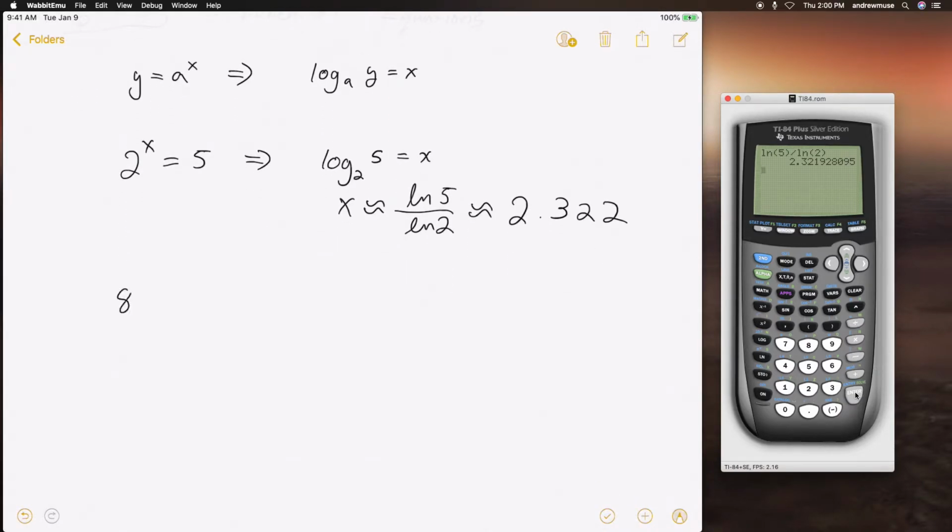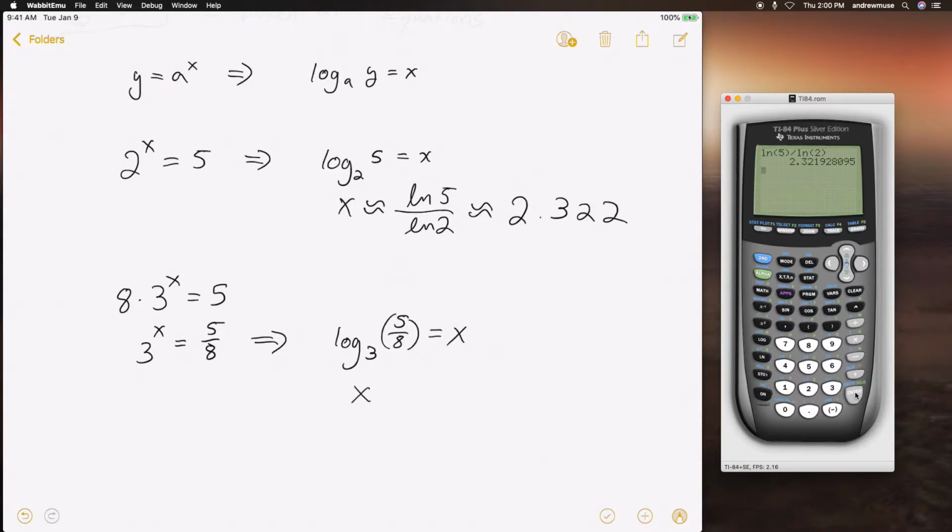Now let's look at this. This one, the 8 is not part of the base. It's not part of the base, so we can't convert it to log form just yet because we need it to be a single exponential. But if we move it to the other side by dividing, that is now a single exponential. So if we convert that to log form, it's log base 3 of 5/8 equals x.